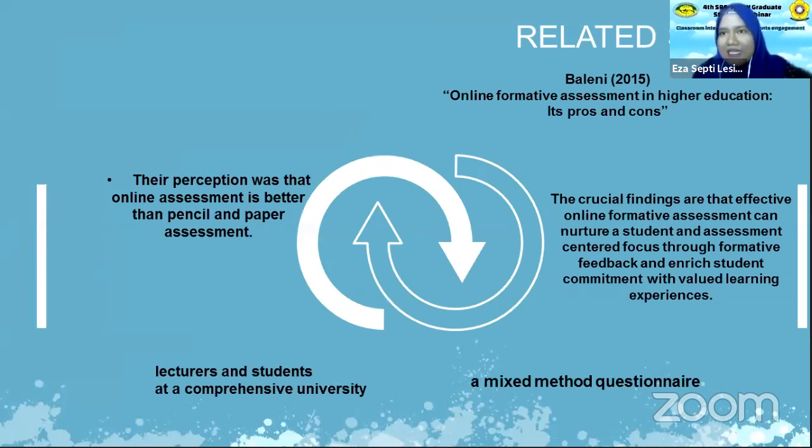This is a related study from Baleni: online formative assessment in higher education, its pros and cons. This article used a mixed-method questionnaire to collect the data, and lecturers and students at a comprehensive university were chosen by Baleni as the population. And the result is that lecturers and students gave their perception that online assessment is better than pencil and paper assessment, with a percentage of 83%.